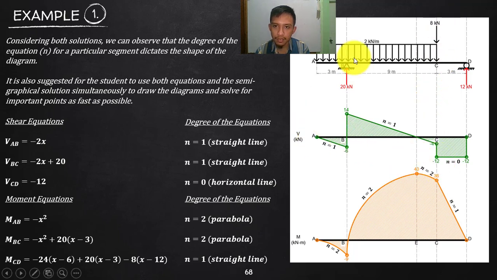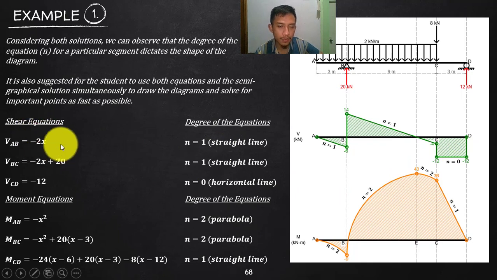And of course, the area of the loading is the change. So if there is no loading here, or there is no area of loading here, then there will be no change. That will be constant. But since there is an area of loading, just like this, there is a change in shear. While in here, there is no area, so there is no change. That is constant.